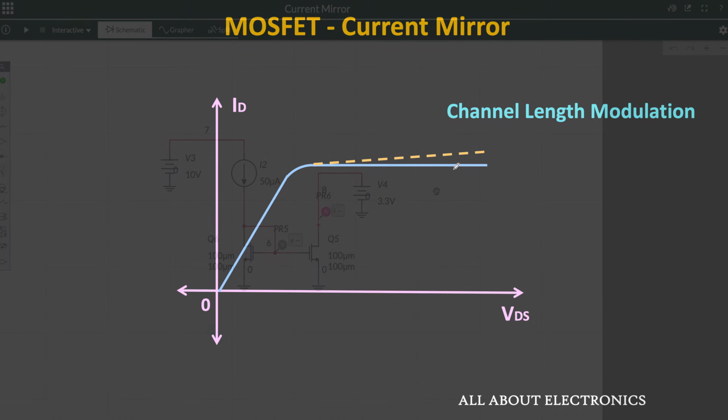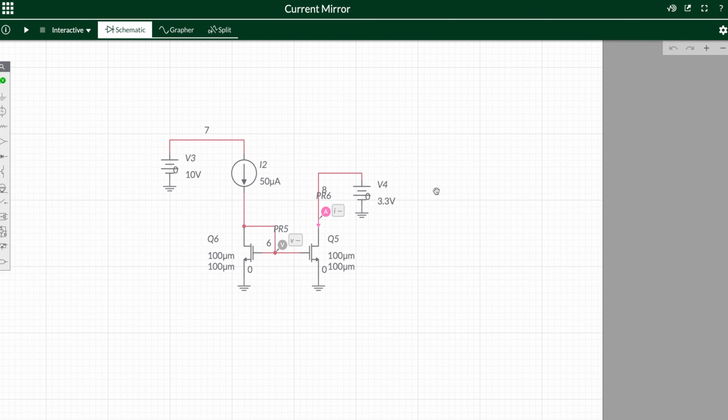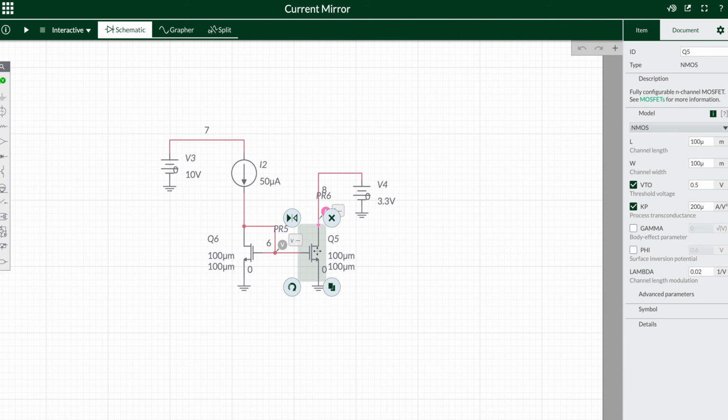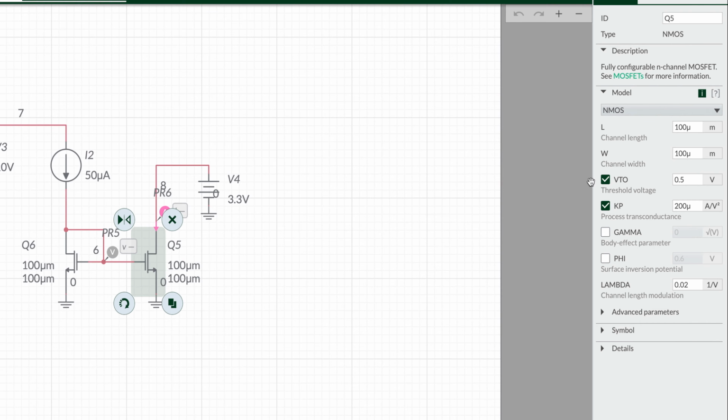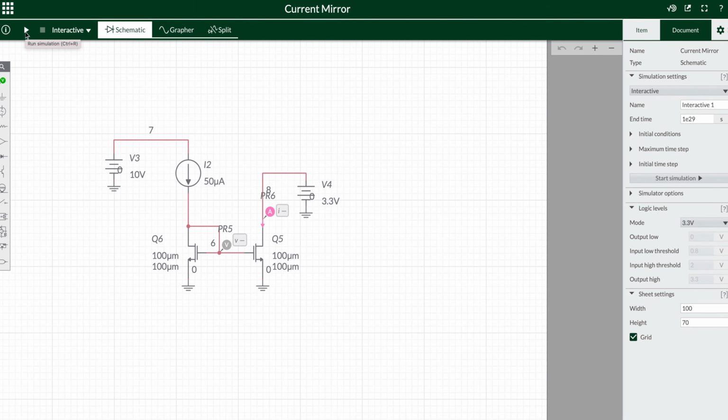So through a simulation, let me show you the effect of this channel length modulation on the current mirror circuit. So here I have set the same W/L ratio and the other device parameters for these two MOSFETs. That means here the threshold voltage is equal to 0.5 volt, while the W/L ratio for these two MOSFET is equal to 1. Moreover, here the process transconductance is equal to 200 microampere per volt square, while the channel length modulation parameter is equal to 0.02. So in this case, let me just run the simulation and let me show you the effect of this drain to source voltage on the drain current.